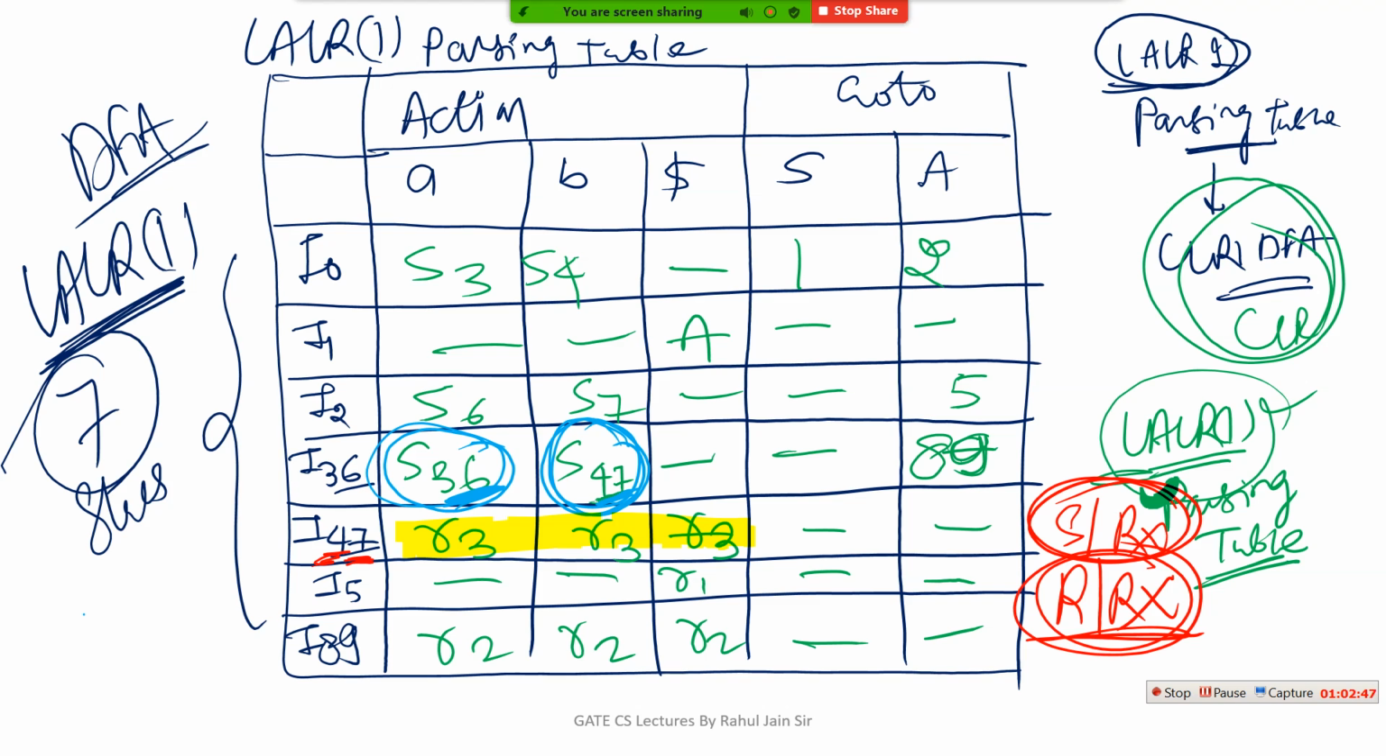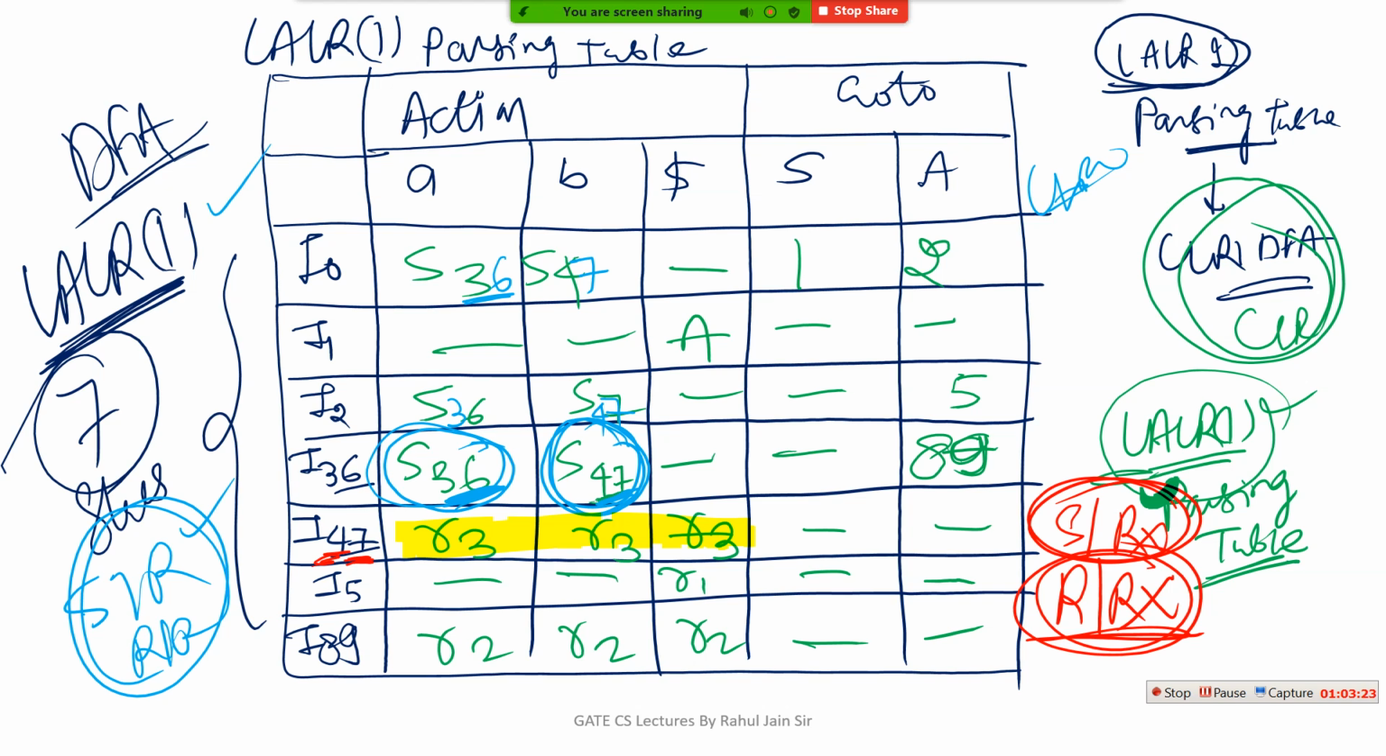On the place of S6, you can write S36 because it is the same state now. On writing alone S3, you can write 6 again. On the place of S4, you can write 7 again because it is the same state. On the place of this 7, you can write 4 with it because this is the same state. It will not make any impact on that. Right? So we are not having any shift-reduce conflict or reduce-reduce conflict in the following LALR1 parsing table. So this grammar is LALR1 as well as CLR1.